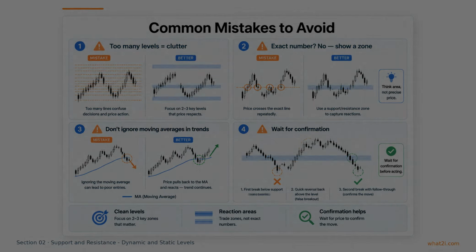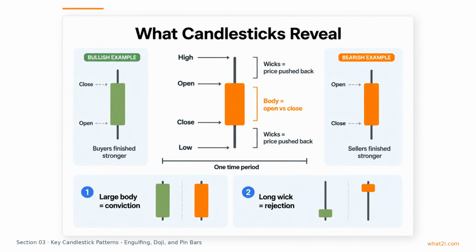Candlesticks give you a compact way to read the struggle between buyers and sellers during a single period of time. Every candle shows four pieces of information: the open, the high, the low, and the close. The real body compares the open and close, while the wicks show where price moved but could not hold.